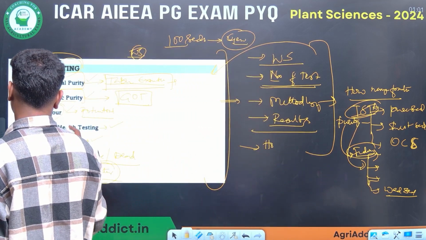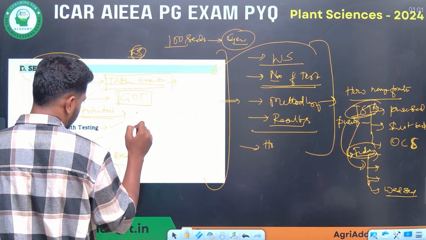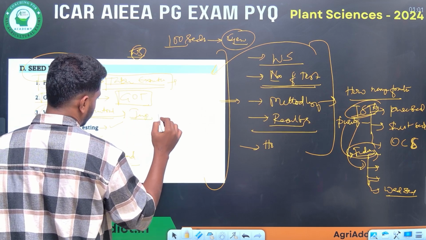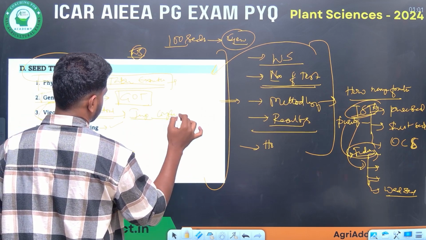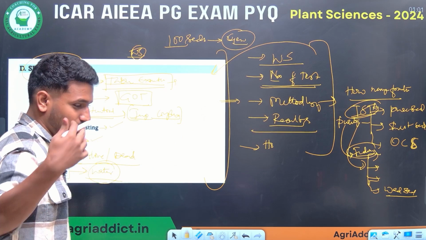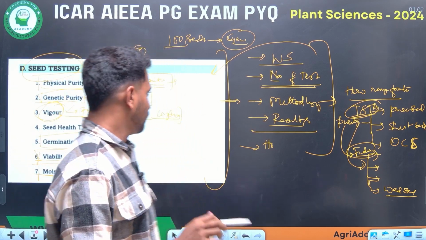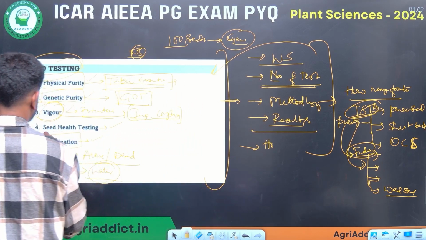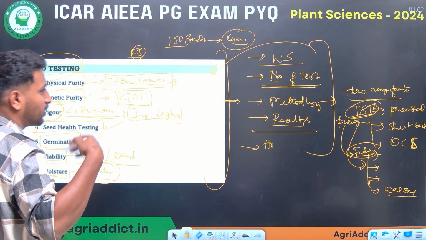And next we have vigor. So vigor is the most complex among these tests. Complex in the sense that it has multiple tests that you have to remember. That's why it is complex, nothing else. It is also easy, but you have to remember the multiple tests.